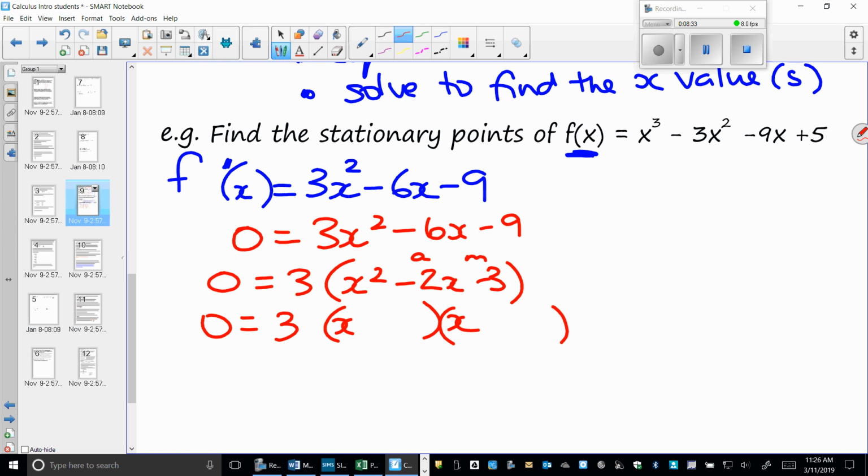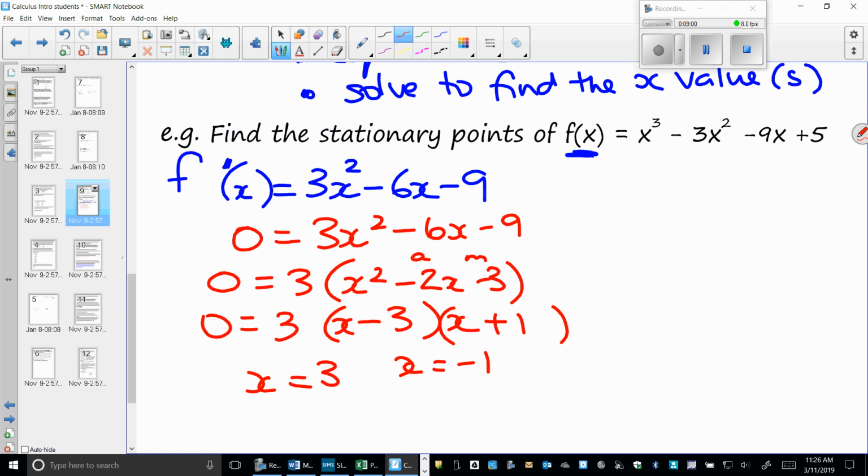What are those 2 numbers, Emily? Negative 3 and positive 1. Good, negative 3 and positive 1. Remember it doesn't matter which order you write those in the brackets, as long as you have the correct sign with it. And then, Kiara, what does that mean my 2 values are? X equals 3 and x equals negative 1. Remember they're the opposite of the values in the brackets.